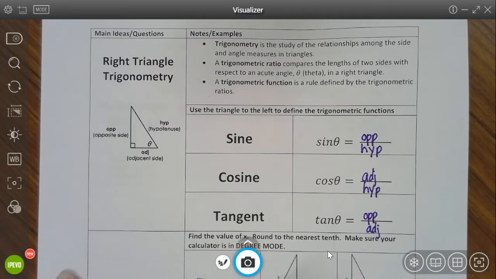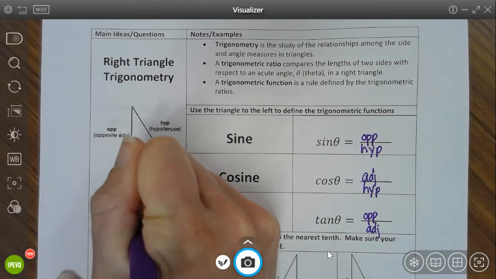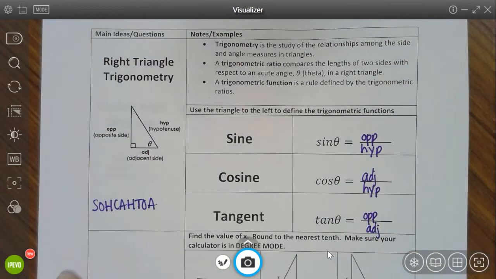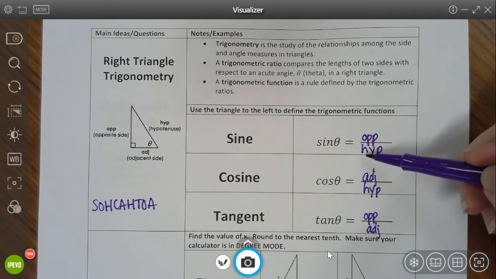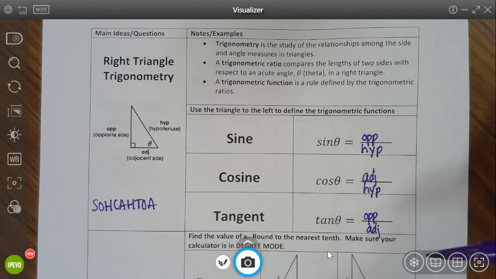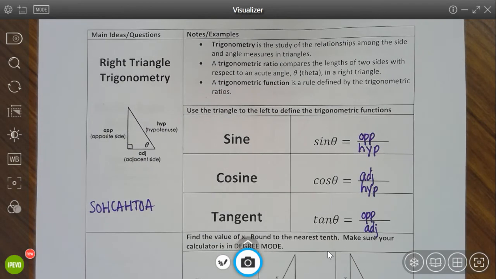You may remember your teachers giving you a special mnemonic, SOHCAHTOA, to help you remember those three ratios, where sine is the opposite over the hypotenuse, cosine adjacent over hypotenuse, and tangent is opposite over adjacent. With these three trig ratios, we can then solve for any missing side or angle measure in the triangle. In this video, we're going to focus only on finding side lengths.